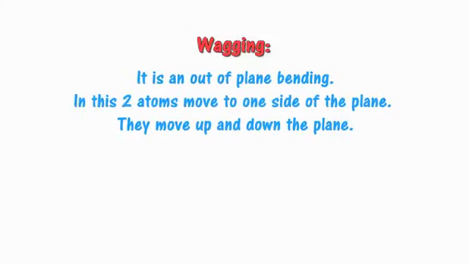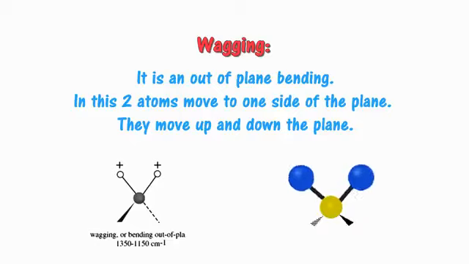In wagging vibration, it is an out-of-plane bending vibration. In this, two atoms move to one side of the plane and they move up and down relative to the plane. That's why in the image it is shown by positive signs. That means they are moving up and down at the same time, which can be better understood by this 3D diagram. Two atoms move to one side of the plane and the down side of the plane simultaneously.